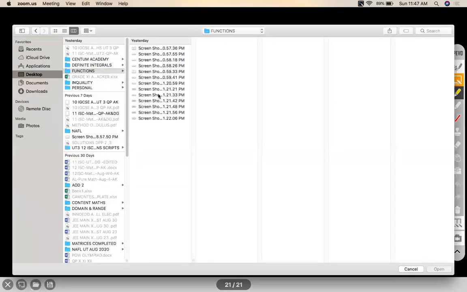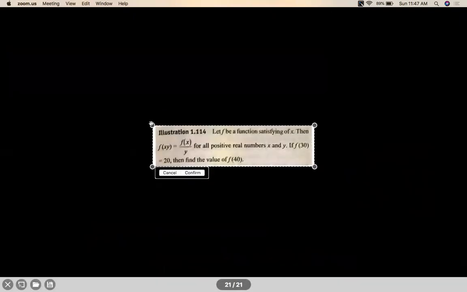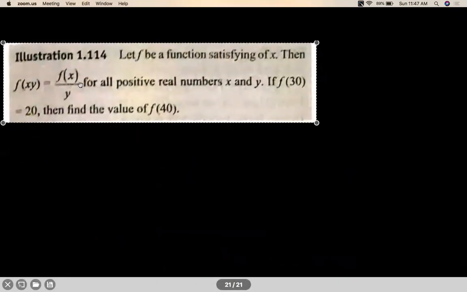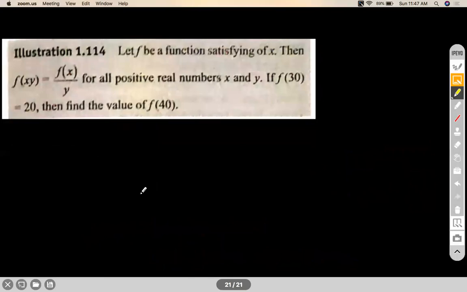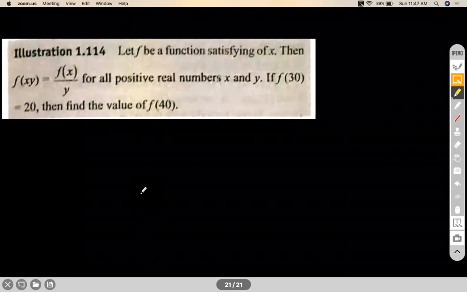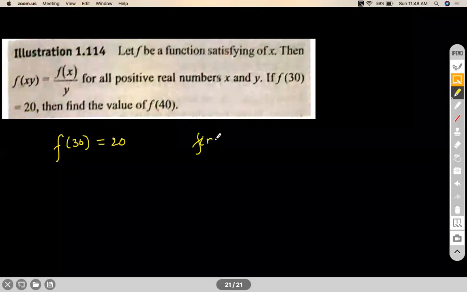Okay, next problem. If a function f satisfies f of xy is equal to f of x by y for all positive real x and y, and f30 is given to you as 20, find f40.